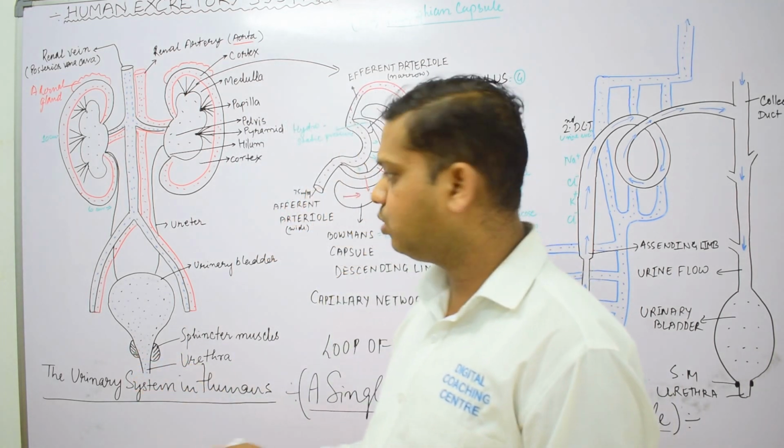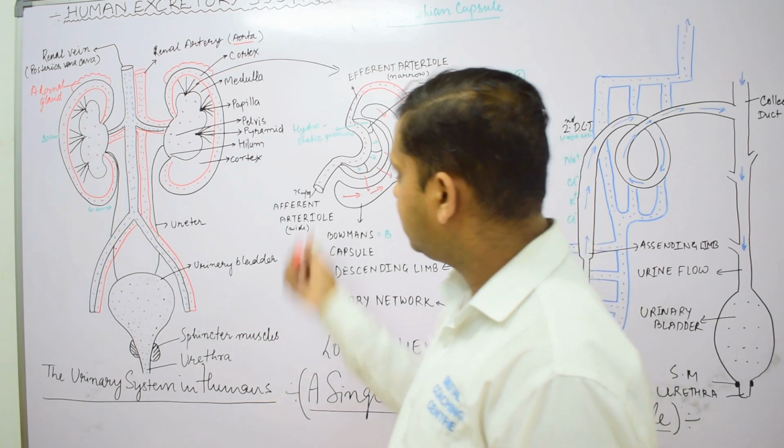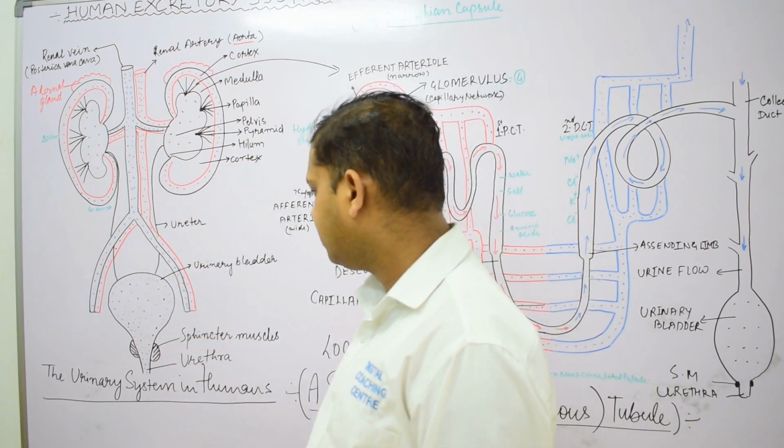This is known as your urethra. The urethra is the external opening of this excretory system by which the urine can move out.